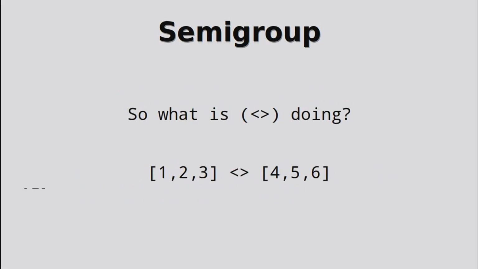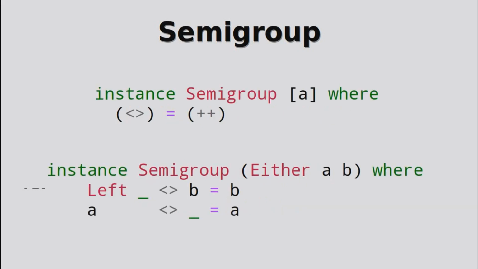So, let's look at the generic list. What is this diamond operator actually doing here? If you try it out for yourself, you will see that it simply appends lists. Yes, it is the ++. It is nothing but the list append. And that is something that we can see here. Even if you go into the source of Haskell, you will see that this is the exact definition of the semigroup for generic list. Now, we know that appending is associative.